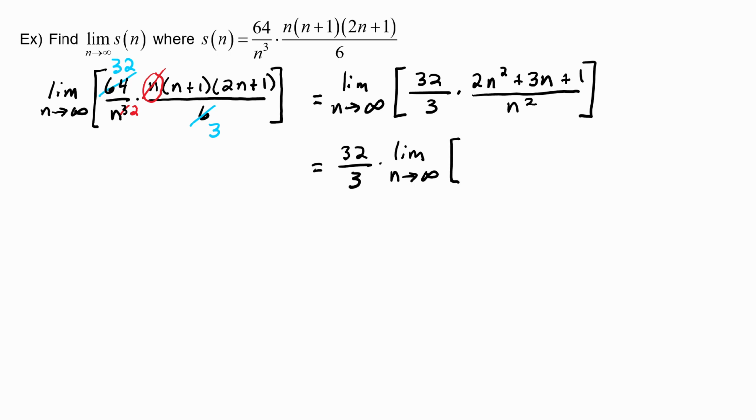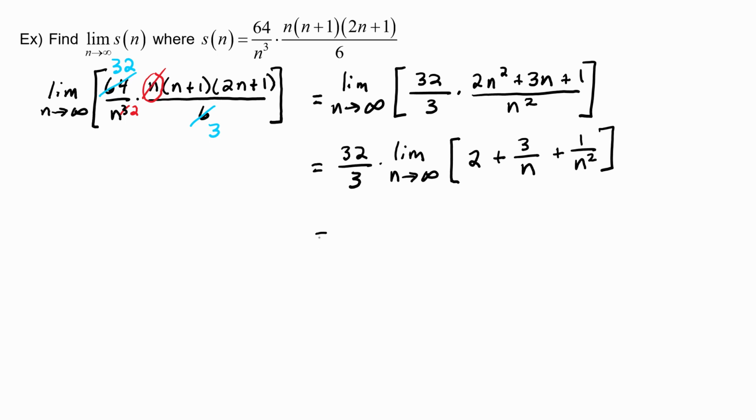Our technique here will be similar to how we evaluated horizontal asymptotes. We can see this 2n squared over n squared will simplify to 2, plus we have 3n over n squared simplifies to 3 over n, and finally 1 over n squared means we add 1 over n squared, close the bracket.